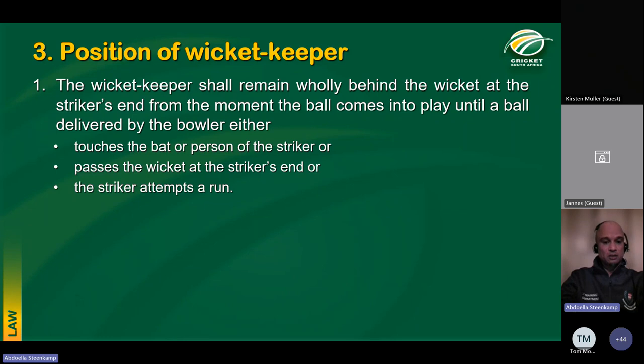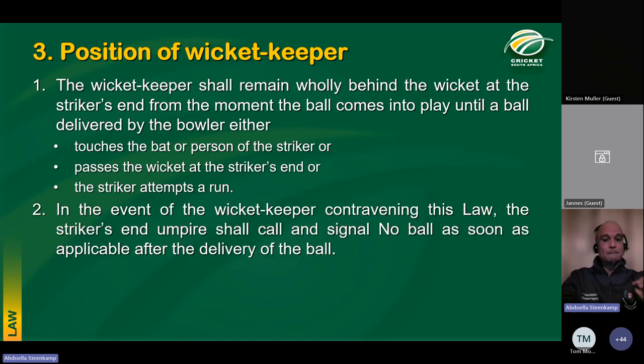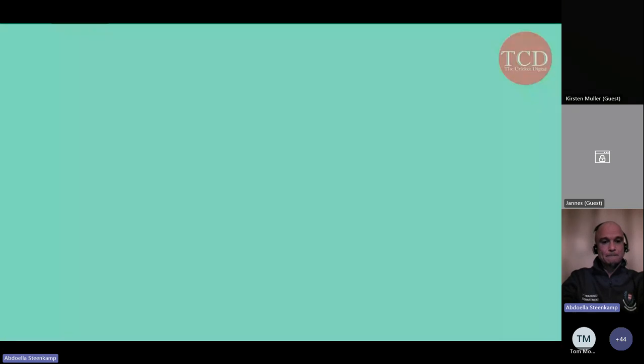What happens if the keeper contravenes this? The striker's end umpire is to call and signal no ball as soon as the ball is delivered. Let's watch the video.